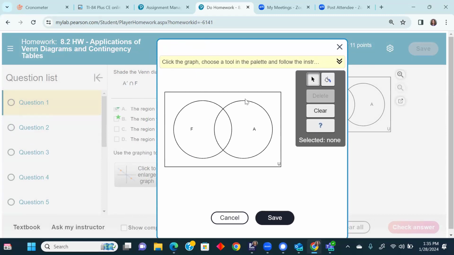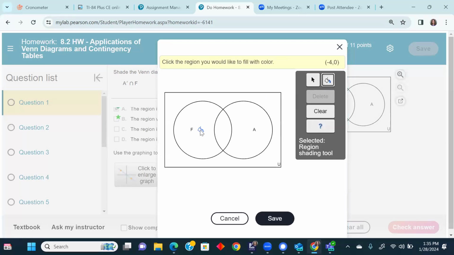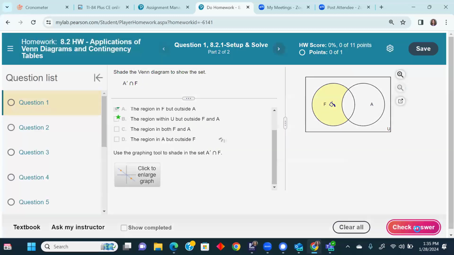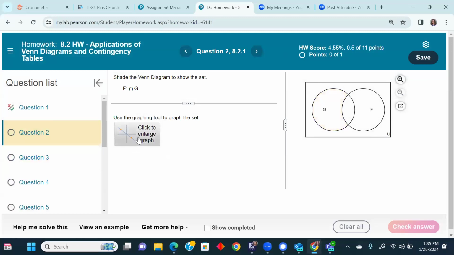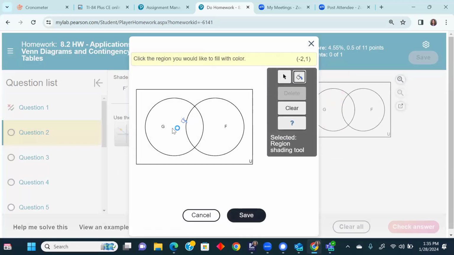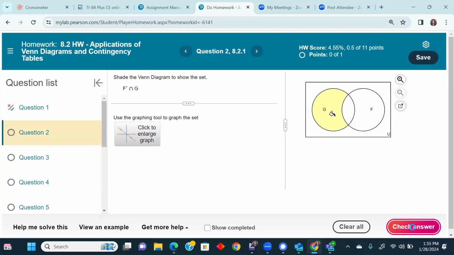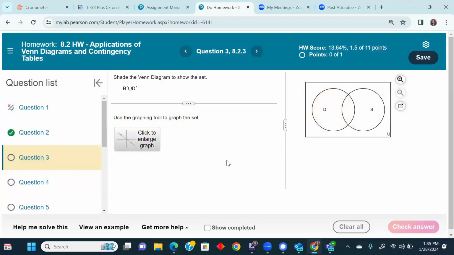All right, so not A, so everything outside A, and where it intersects with F. So you hit the little paint can, you click here, you click save, and then you check your answer. Okay, so let's look at this one. So not F, so that's everything outside of F, and it's an intersection, so we also have G, so the overlap is the same. They won't all be exactly the same. Paint can, just this little area, save, check answer, next question.